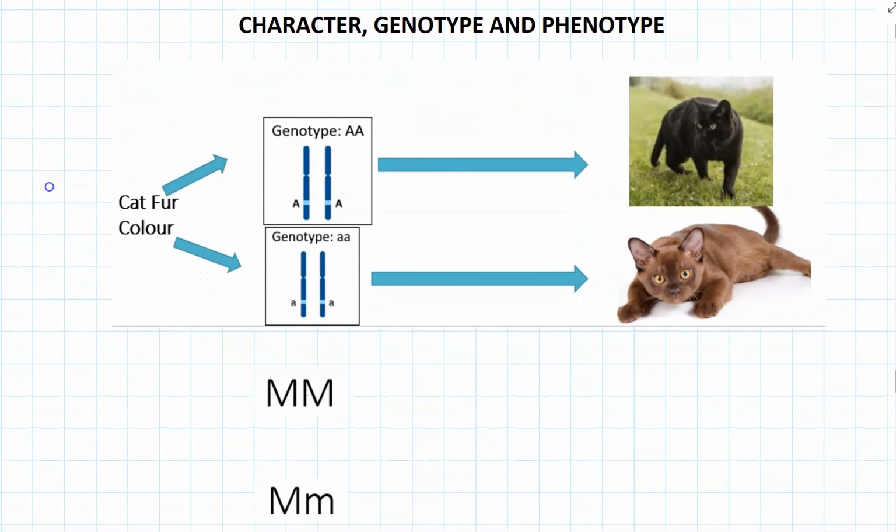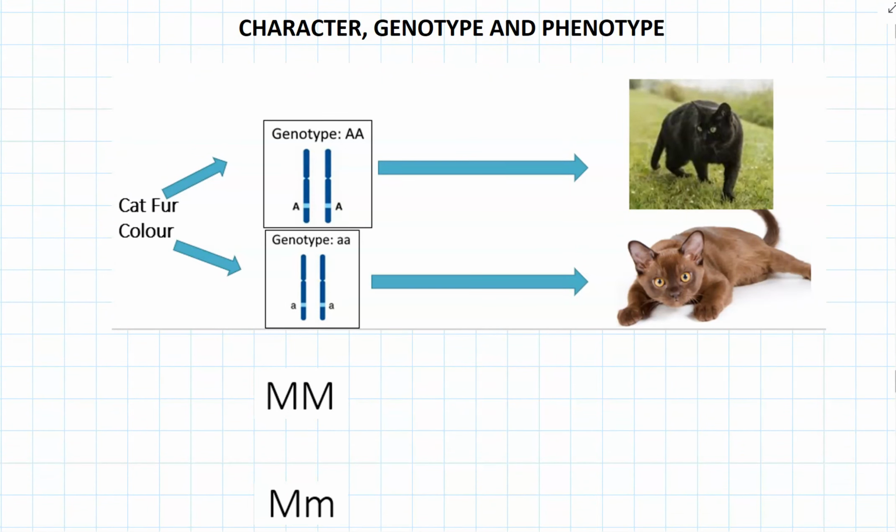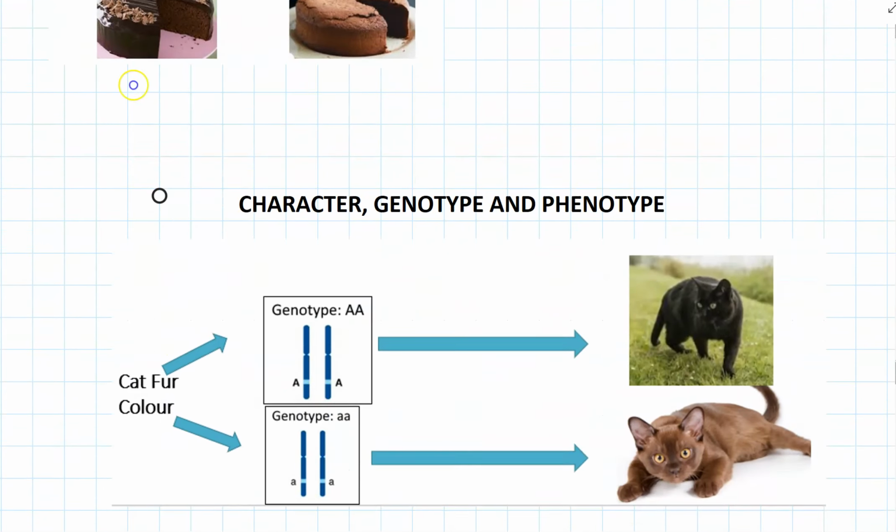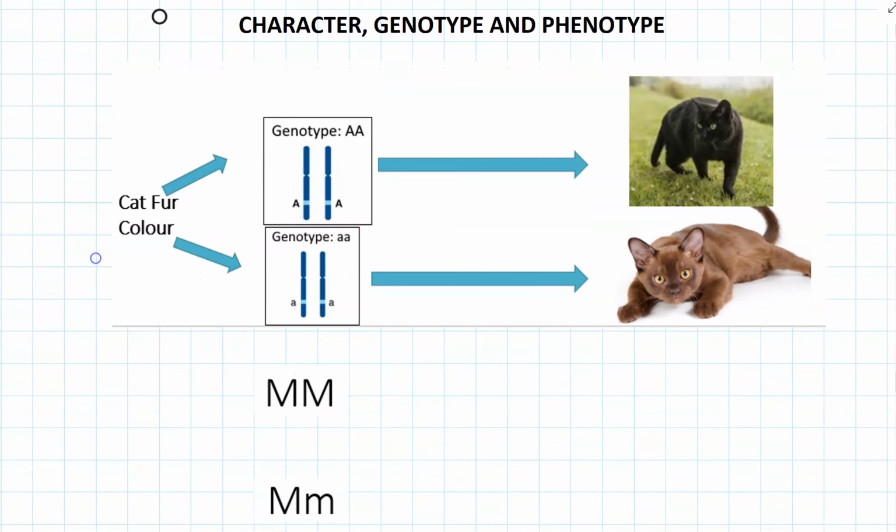Alright, moving further into inheritance now. This is the idea that now that we know there are different alleles of a gene, that's going to affect our characteristics, because we always have 2 copies of every gene, because we've got 2 chromosomes, 2 copies of each chromosome. So these are the key words to focus on. It's character, genotype, and phenotype.